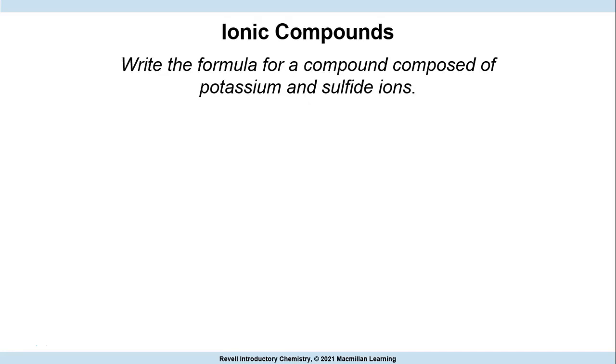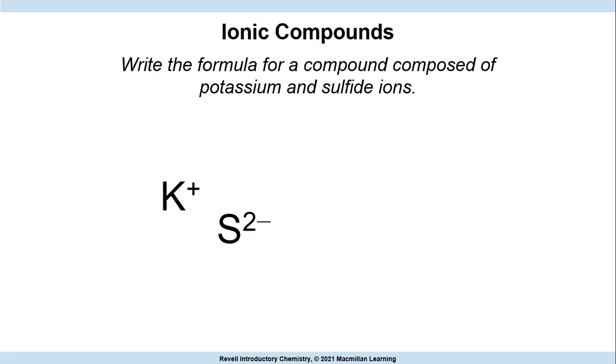Now, let's look at ionic compounds. How can we write the formula for a compound that is composed of potassium and sulfide ions? The potassium here is the cation, the sulfide here is the anion. Now, the first thing that you have to do is to know the charge that each of these ions carry. The potassium ion has a charge of plus, and the sulfide ion has a charge of 2-.